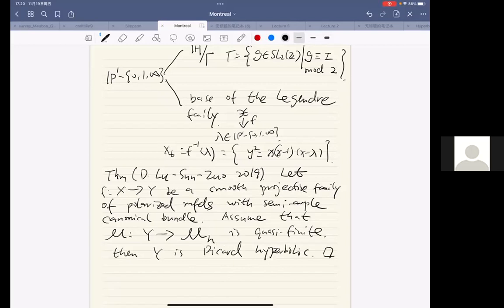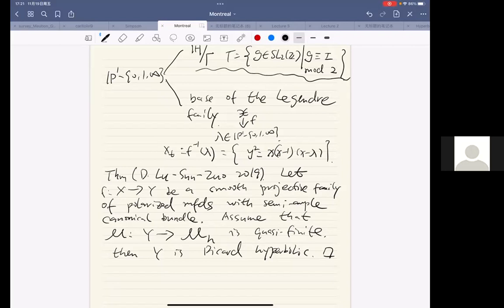So this is a vast generalization of the second point of view, because P1 minus 3 points is just the base of the Legendre family, but here it is any polarized manifold with semi-ample canonical bundle that we can prove this result for. But today I will not talk about these generalizations. I will talk about another generalization in the first direction.